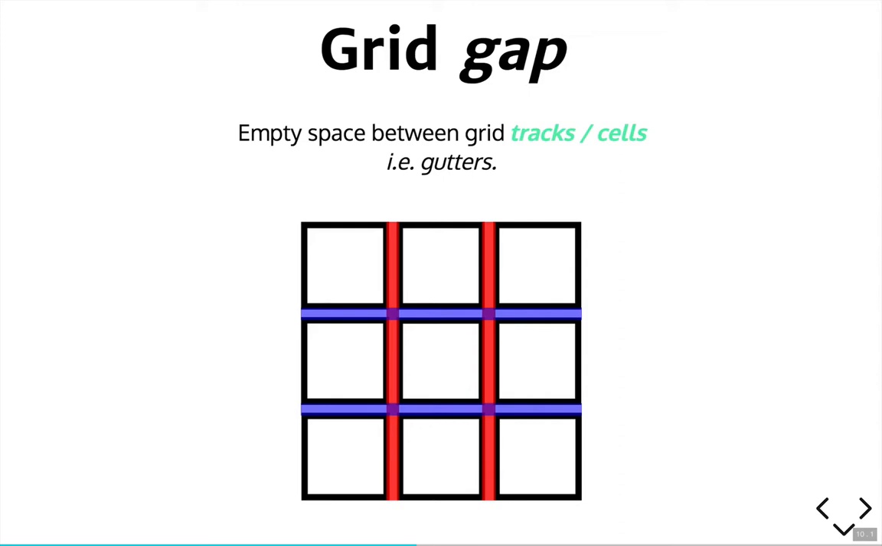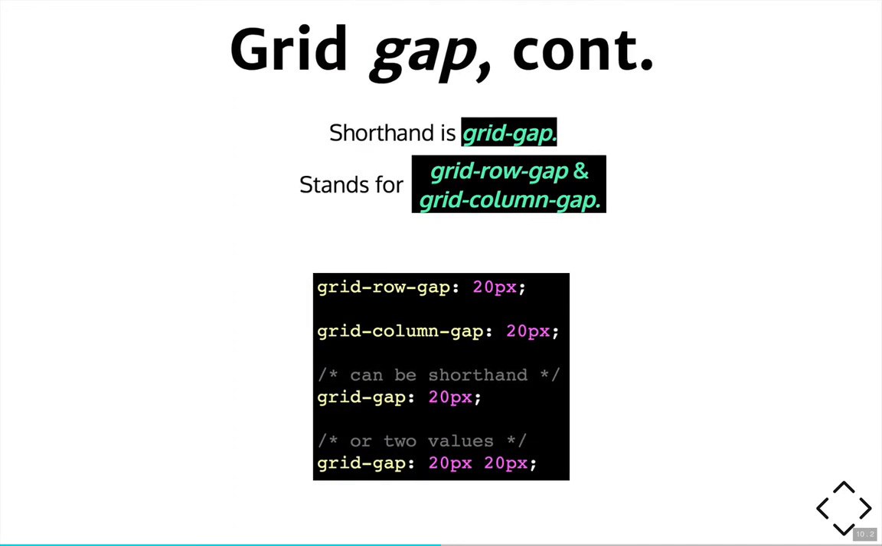The shorthand for grid gap is grid gap. It stands for grid row gap and grid column gap, and it's in that order too, by the way. So if you have grid row gap 20 pixels, grid column gap 20 pixels, you can shorthand it to grid gap 20 pixels, or you can use two values. The first value is always row, and the second value is the column. If it's not defined, it's going to default to the grid row gap number.